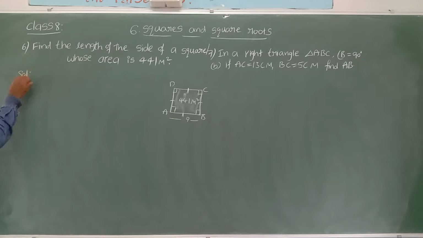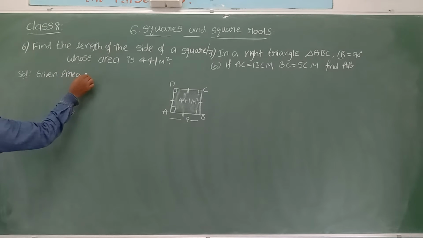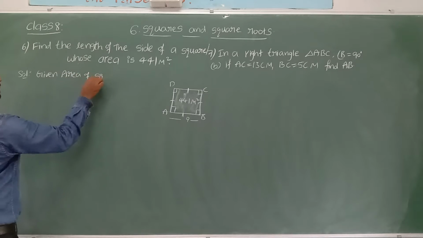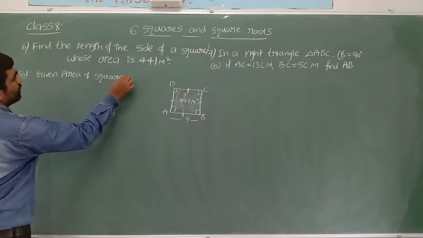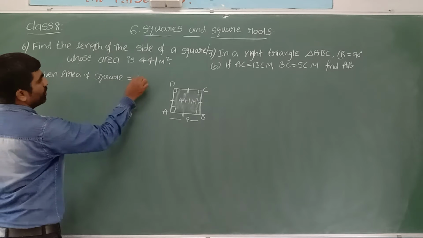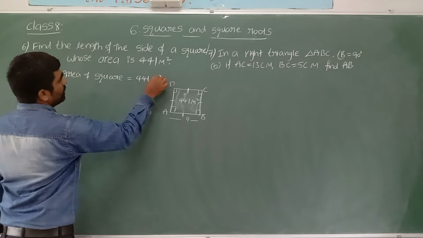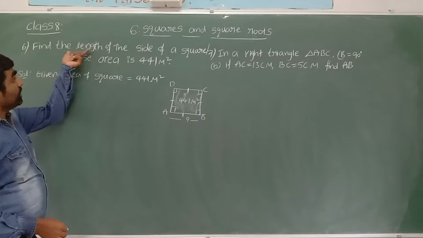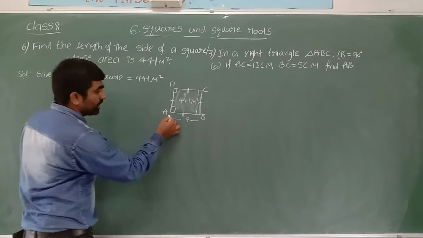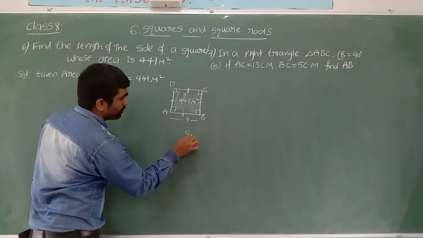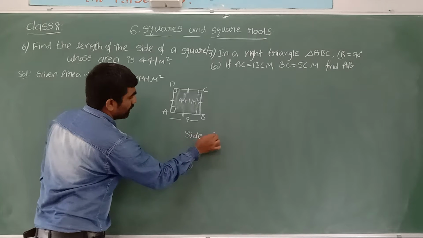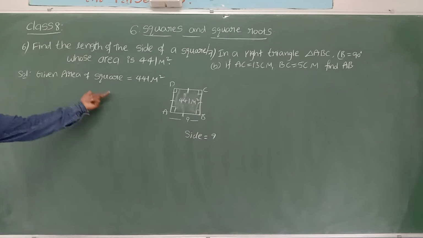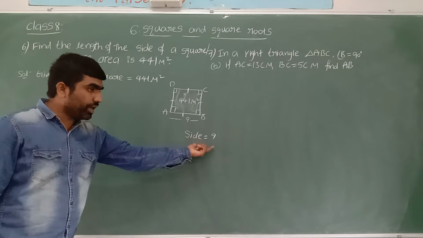Let me write the solution over here. Given: area of square is equal to 441 square meters. What is the required information? We have to find the length of the side. So this is the given information and this is the required information.